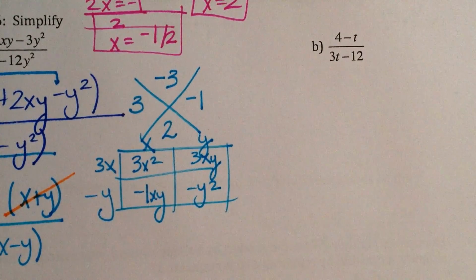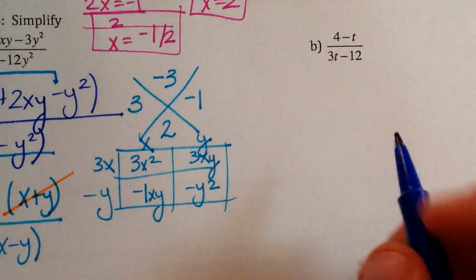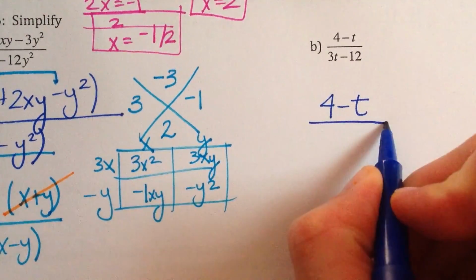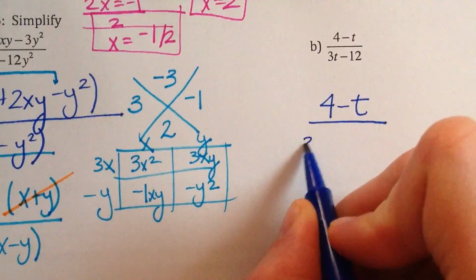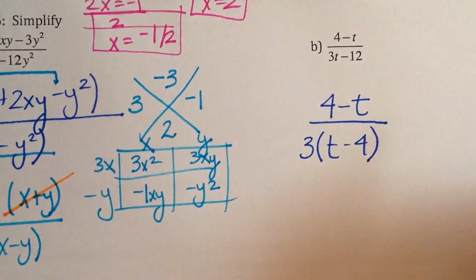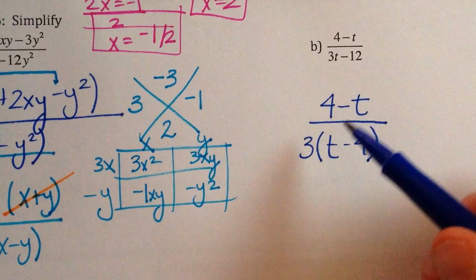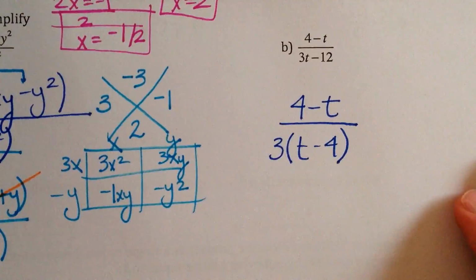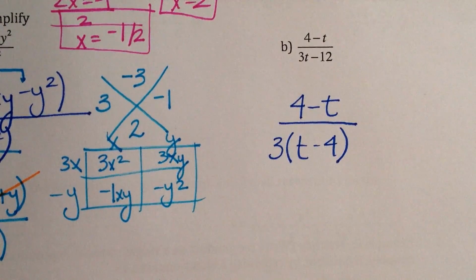For b, there's nothing in my numerator that has something in common, only 4 minus t. In my denominator, I have a 3 in common, and I'll be left with t minus 4. 4 minus t is not the same thing as t minus 4. So I have to use my trick of factoring out a negative 1.